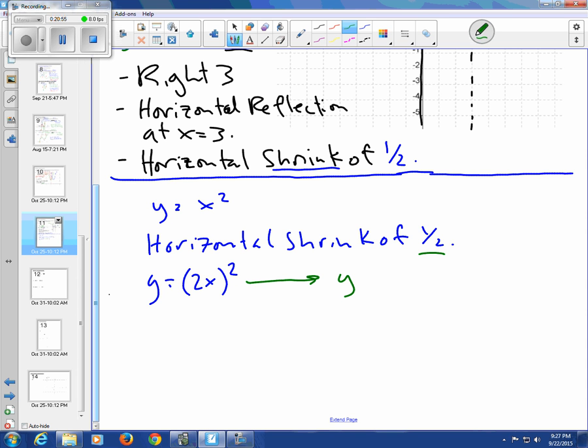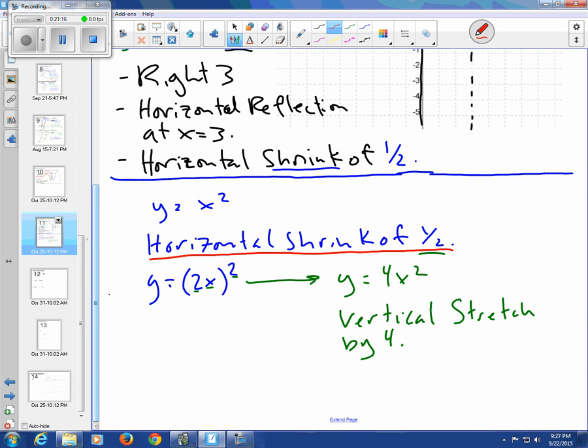So right here, I can distribute the square to both the x and the 2, and that's going to turn into 4x squared. Now this is a vertical stretch by 4. So here what we're seeing is that horizontal shrink by 1/2 is actually equivalent to that vertical stretch by a factor of 4 for the square.